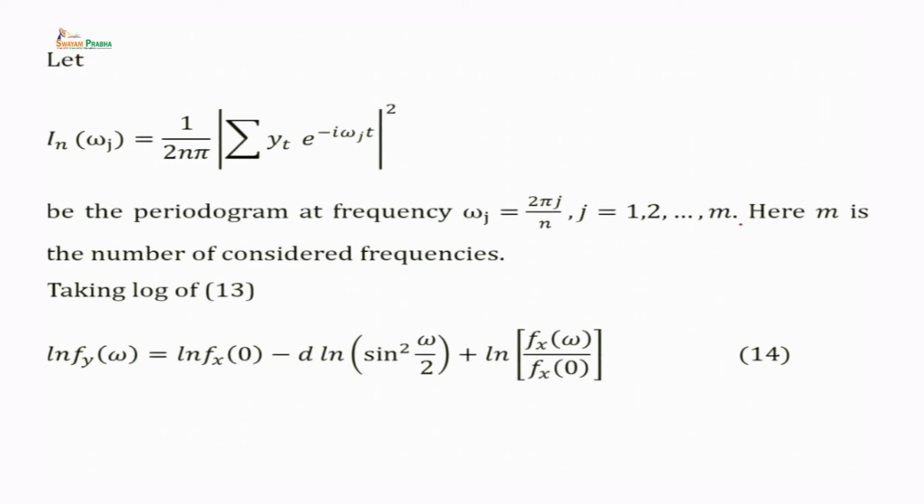Now, we take log of equation 13. So, you get log of f_y(omega) equal to log of f_x(0) minus d log of 4 sin square omega by 2 plus log of f_x(omega) upon f_x(0). In fact, we have added log of f_x(0) here and then we have subtracted log of f_x(0). So, that is why we have taken f_x(0) in the denominator here.